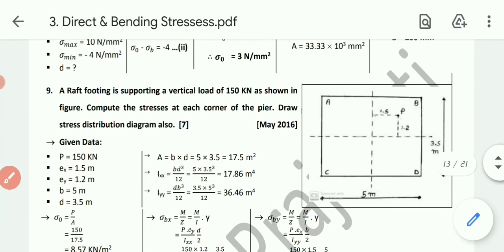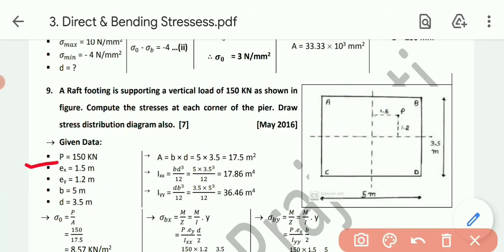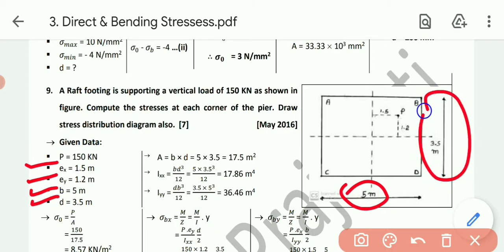So now first of all, P, that is 150 kilonewton. In this kind of example, keep units as major units. Do not convert into the smaller unit. I will keep the force in kilonewton and dimensions in meters, because in this kind of example the units are always bigger. So P is 150 kilonewton, Ex is 1.5, Ey is 1.2, the width B is 5 meter, and the opposite direction D is 3.5 meter. This is the plan given to us.